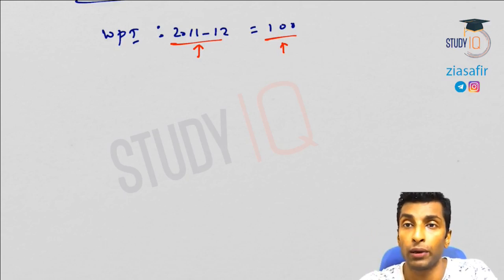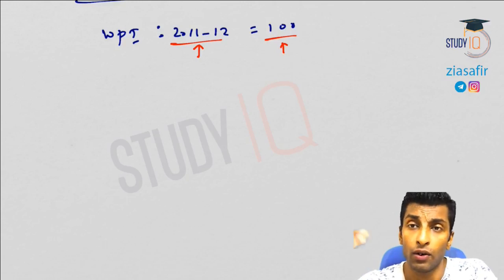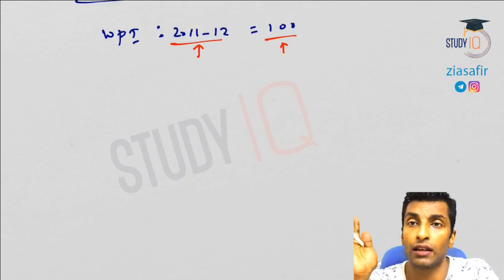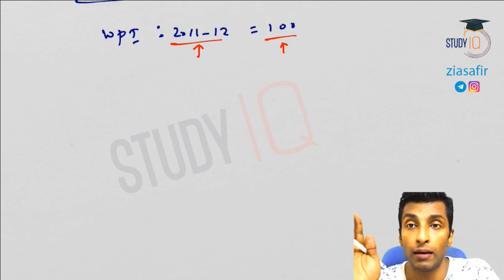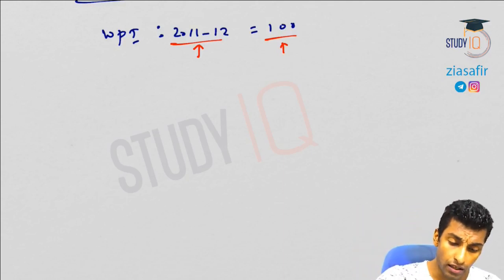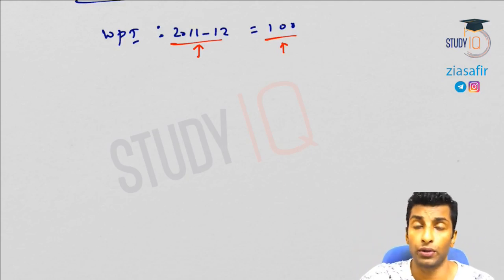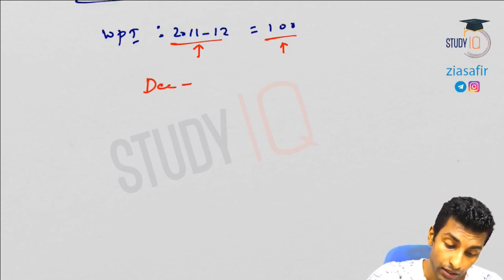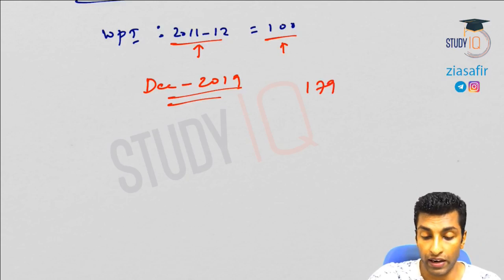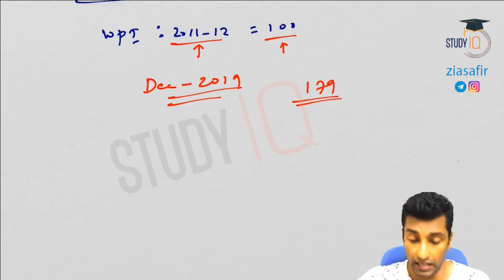need to know the base value. Then only you can actually tell how much is the increase, what percentage is the increase, and based on that only you can calculate inflation. So that is the significance of the base year and base value, or the reference value. So here, if you calculate now, December 2019, let's say the value is 179.